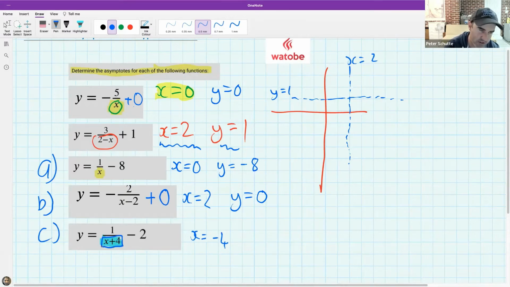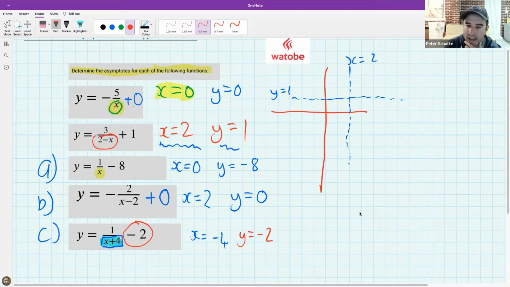Remember, it always works the opposite way with a horizontal shift. And so this x plus 4 is shifting the whole graph 4 units to the left. The y asymptote and the y shift is much simpler. It's just going to be y equals minus 2.